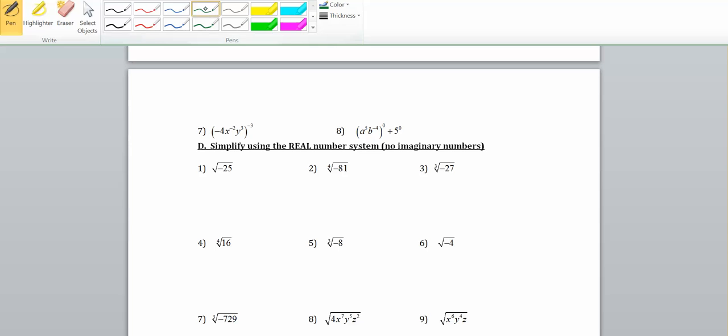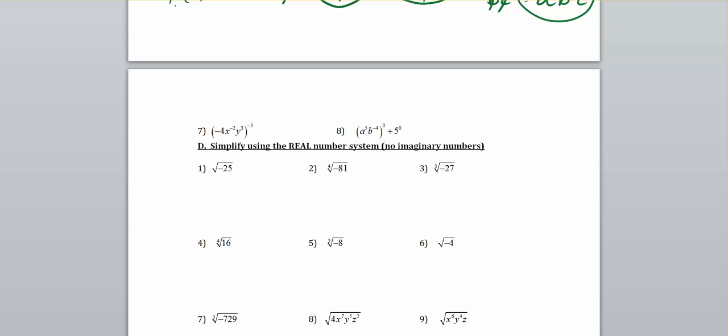Where's my pen? All right, let's do negative 4x to the negative 2, y to the 3 to the negative 3. What I would do, again, this is how I do it. I would say negative 4 to the negative 3rd power, x to the, multiply those together so you get 6, and then 3 times 3 is negative 9.